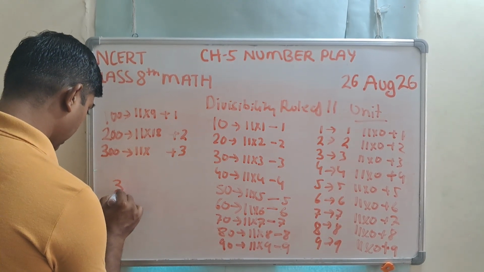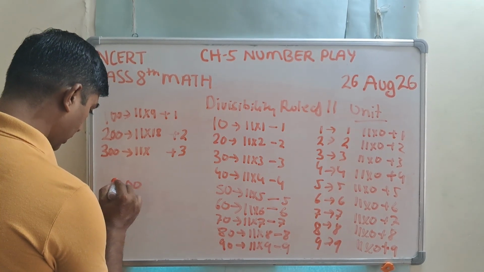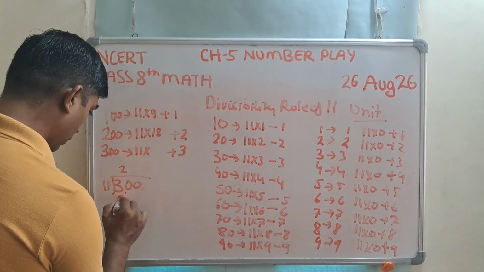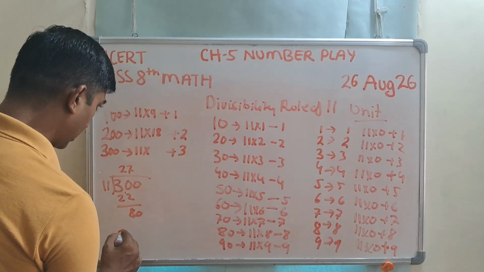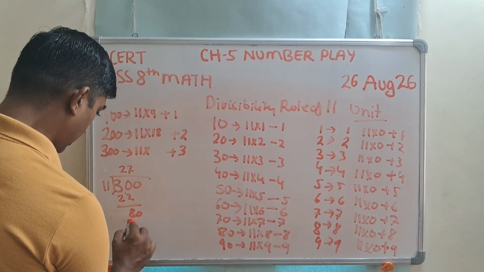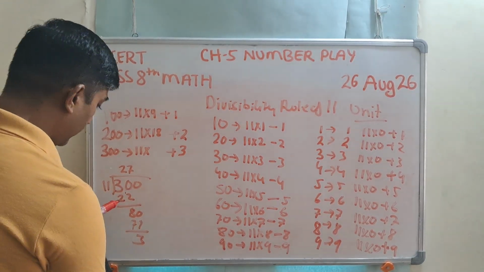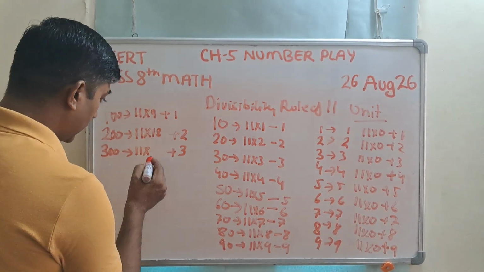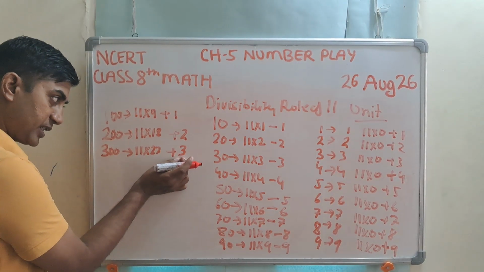We will divide, and we will do 11. This is what? 2. 22. 80. 7. Understood? Then what is our result? 77. Remainder is 3. So this. Now we understand the pattern also. Here you have to multiply 11 by 27 and plus 3 because remainder is your 3.